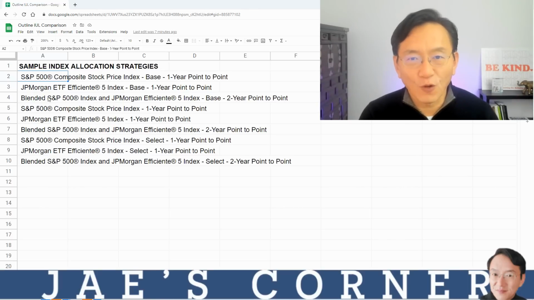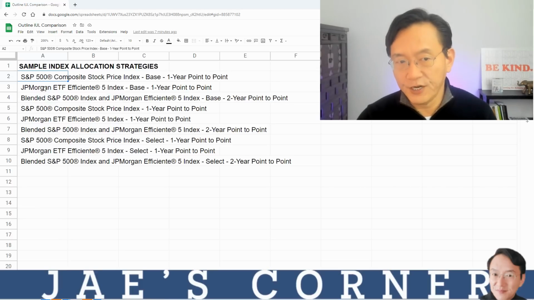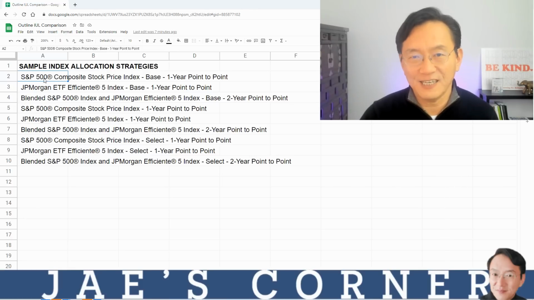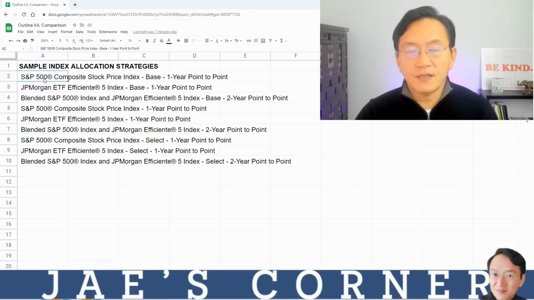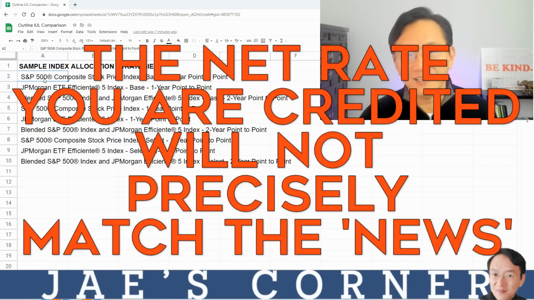Caps, floors, participation percentages. Those are the simple ones. Even here, where you see the S&P 500 Composite Stock Price Index, something reported around the clock on CNBC or financial media, the way that this is calculated in your return inside of a life insurance policy will be different than simply owning an ETF or a mutual fund mimicking the S&P 500. The return itself will be different. If your sole objective is to grow an investment account, life insurance return inside that policy will not produce the same type of returns in up markets.